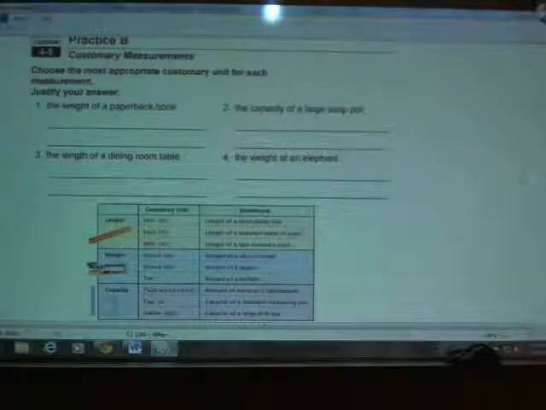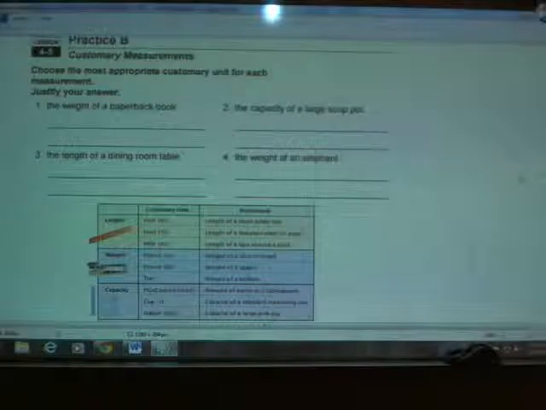So if we're talking about the weight of something, we can compare that to an ounce, which is the weight of a slice of bread. Or we can compare that to pounds, which is about the weight of 3 apples. Or we can compare that to tons, which is benchmarked by the weight of a buffalo. Now, I think tons is the one that's obviously out, because a paperback book and a buffalo are nowhere near each other in terms of weight. Pounds, the weight of 3 apples, I think you could make a case for pounds, although it would be a very small number of pounds. But the real logical answer here is ounces.